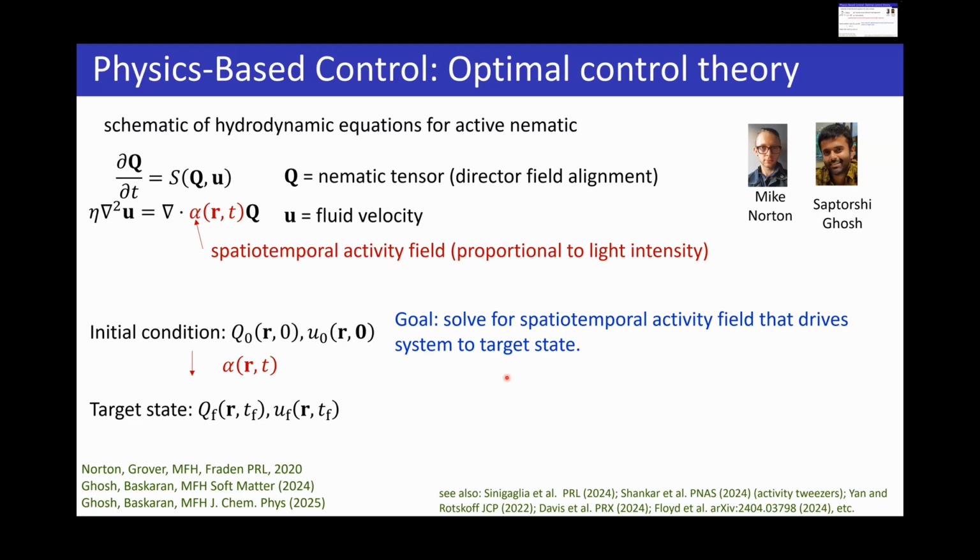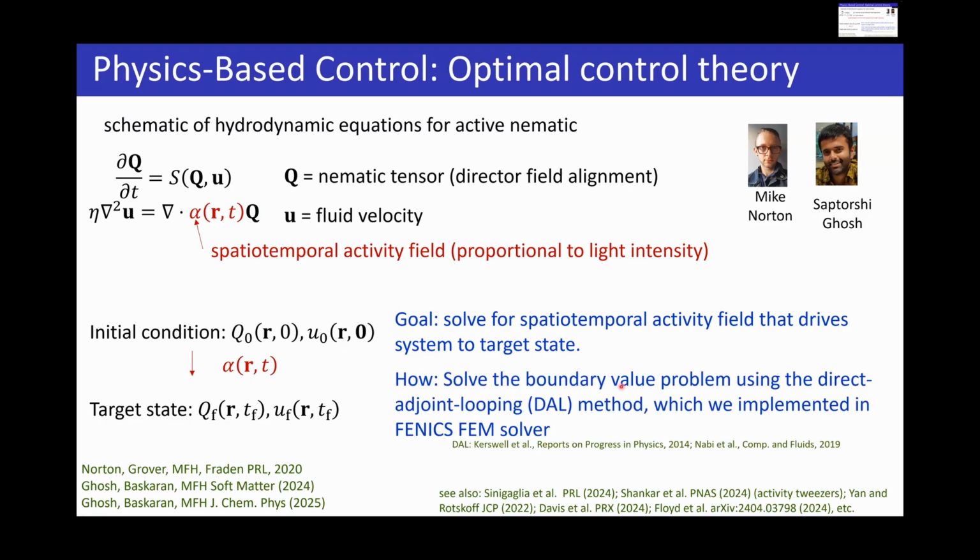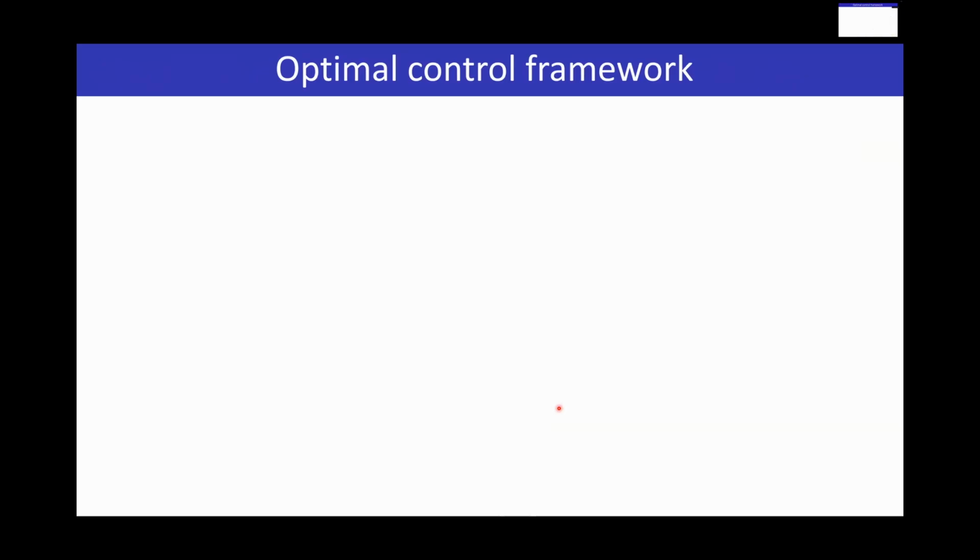There's a number of ways to solve it. We used a well-known, reliable way to do so, called the direct adjoint looping method, which we implemented in the open source Phoenix solver and have made publicly available. I'm not going to go into details on this method. I can say a little bit more about the optimal control framework itself.